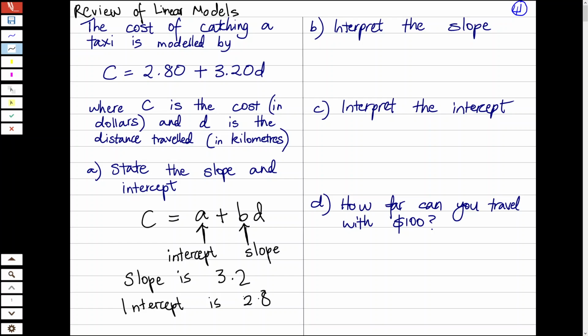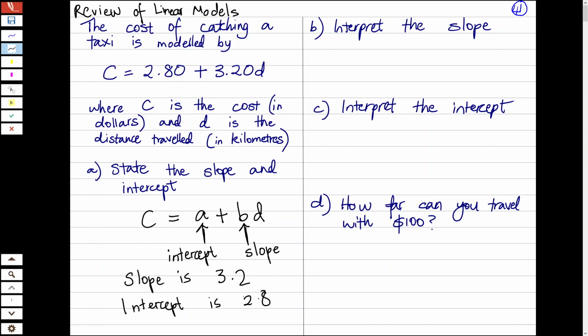2.8 plus $3.20 for every kilometer I ride in the taxi. So say if you went 20 kilometers, it would just be 3.2 times 20. Plus 2.8. Plus 2.8, yeah. Okay, 10 kilometers, the 3.2 times 10 plus 2.8.